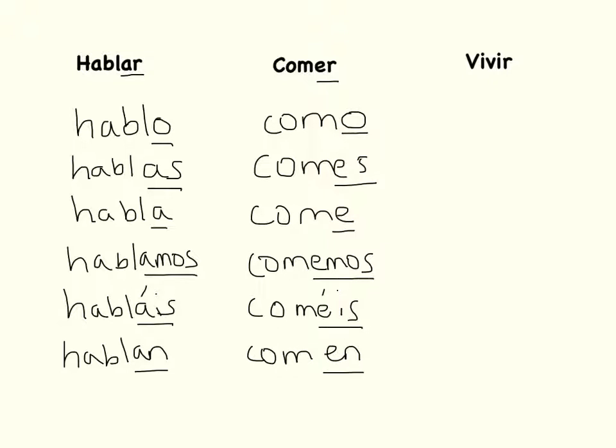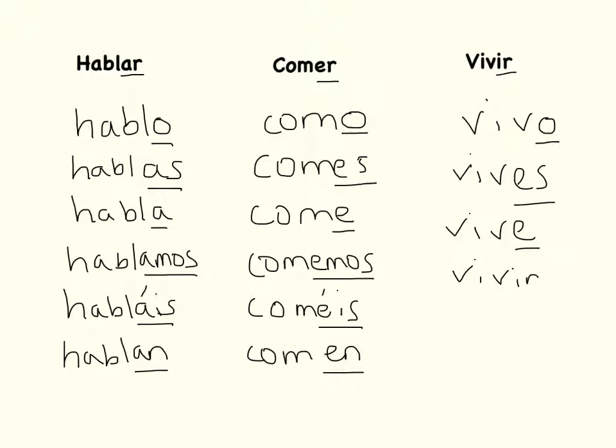Okay, last one for you, the IR verb vivir, to live. We take off the IR and we get viv, and then we add on the correct ending for IR verbs. Again, really similar to ER verbs, but slightly different as we move down the list. So far it's the same, but here is where the difference will be noticed. Vivimos and vivís. Those two are different, but the last one, pretty similar.